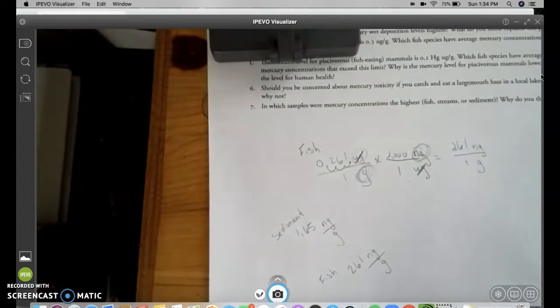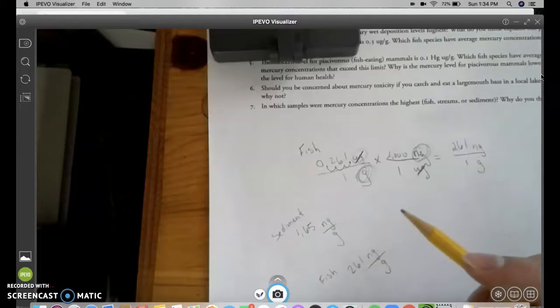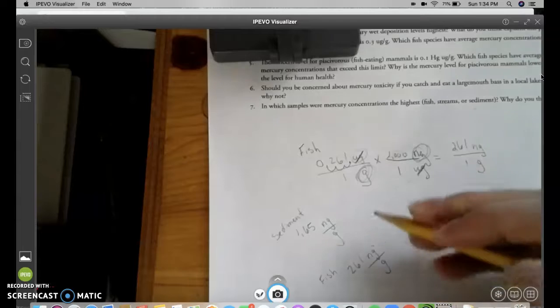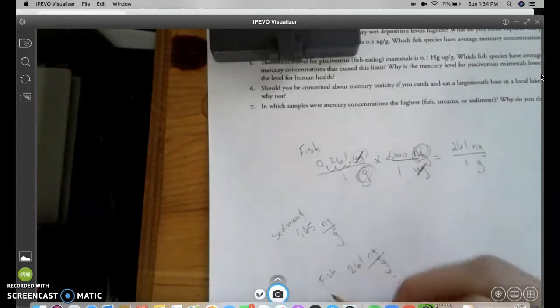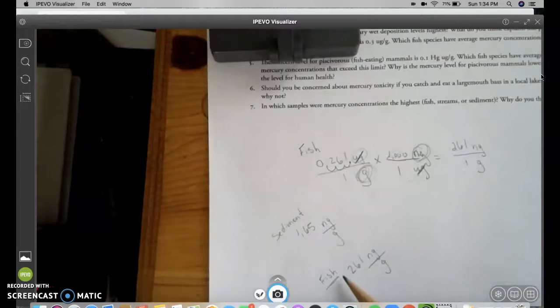Right, at the beginning, we thought sediment was the highest, right? Because it had 1.65 and the fish had 0.261, right? So we thought that was smaller. Now, if you compare them in the correct units, you realize that fish is much higher than sediment, right? So now your answer completely changes because we finally took the units and put them in the correct units, right? That's why converting is super important, because what appears to look smaller is actually bigger if you were to put them in the same units. It's all based on what the units are.